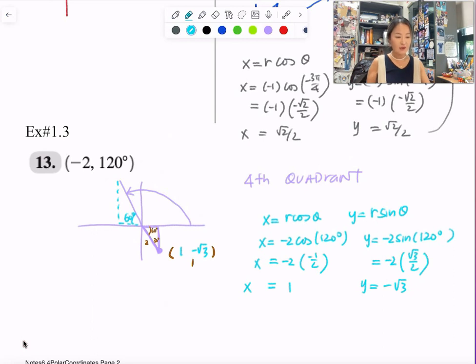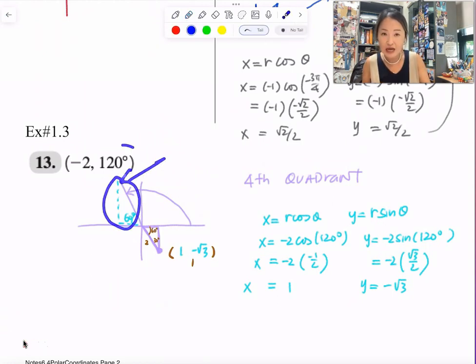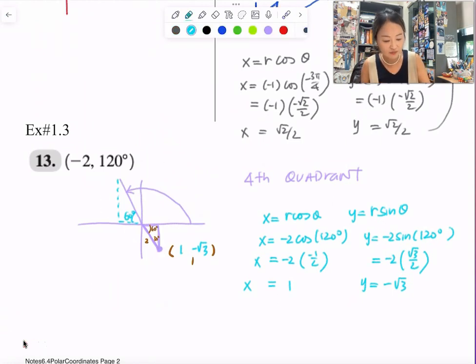Wait, positive root 3, right? Wait, what happened here? Oh, yeah, wait. Negative 2, 120. Oh, shoot! Did I do something wrong here? Root 3 over 2 positive? Yeah. Oh, yeah. Because of where we ended up, chicos. Oh, my God, I almost lost it. Chicos, we're not talking about this one. We're talking about this final destination, right here. And that's why it's positive 1 and negative root 3.